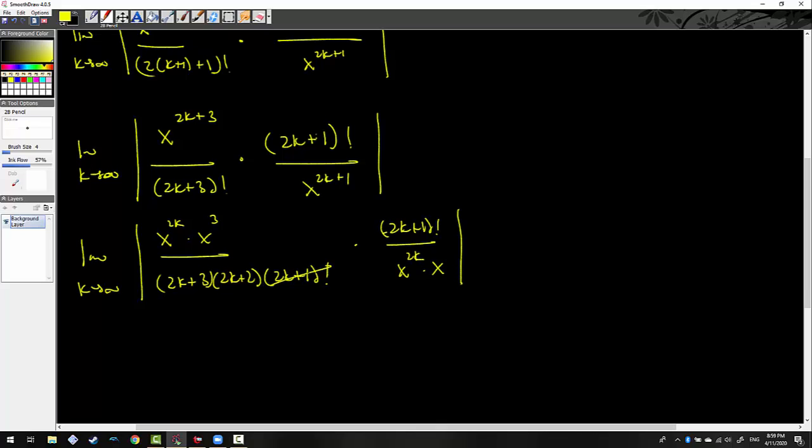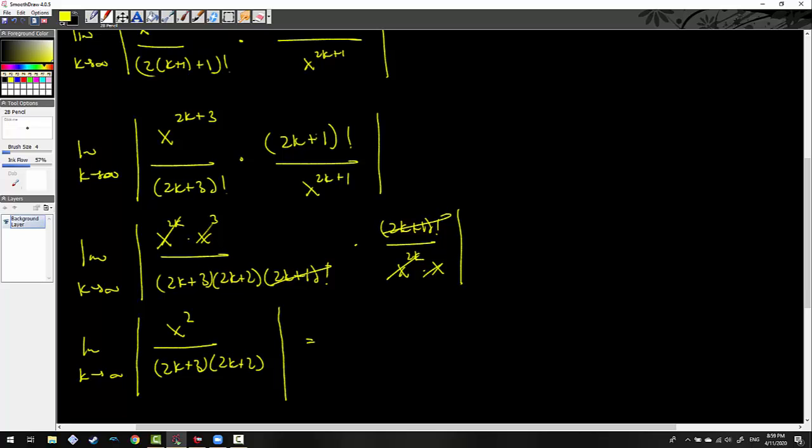So all the 2k plus 1 factorials are going to go away, and you end up with the limit as k goes to infinity of x squared over 2k plus 3 and 2k plus 2. Now, if you're sensing that I'm feeling a little more relieved on this problem, it's because I am. We can reasonably predict where this thing is going to go. And the lazy calc student in you should be very happy about this, because this is going to go to 0, which makes your radius of convergence infinity, and your interval of convergence negative infinity to infinity.